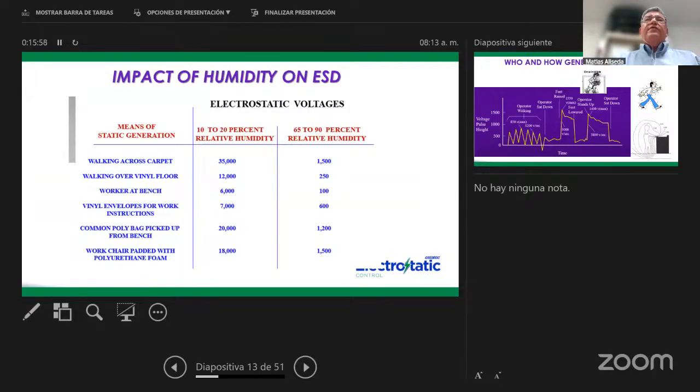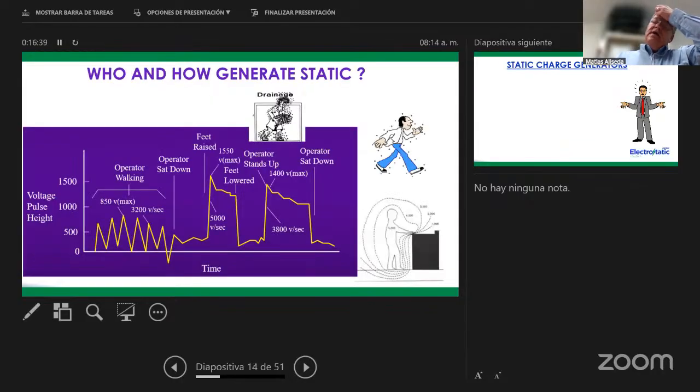The humidity we have to control because of its impact on ESD, as you see in the chart. Walking on the carpet in summer, when we have more than 30% humidity, doesn't mean anything. But in winter, when we have less than 30% humidity, you can see the numbers: the potential is more than 30,000 volts. So that's a concern.